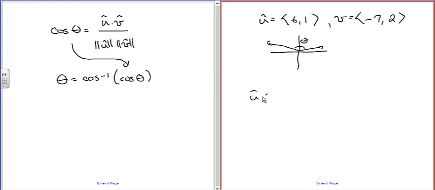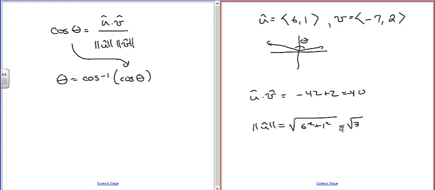So u dot v, we take 6 times negative 7, which is negative 42, plus 1 times 2, which is 2. So the answer is negative 40, which immediately tells me that the angle is between 90 and 180 degrees. The magnitude of u is equal to the square root of 6 squared plus 1 squared, which is the square root of 37.